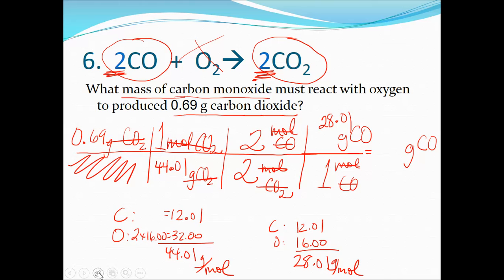Just like on the last problem, when I was talking about how you can simplify, notice the 2 and the 2 reduce out. That does not always happen, but it does in this case and in the last example, so this will save you some time. So what you're plugging in is 0.69 times 28.01, and then divide by 44.01. And we're going to round this to 2 sig figs, so if you plug that in correctly, you'll get 0.44 grams of CO.